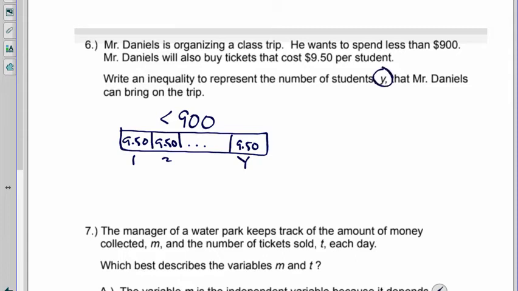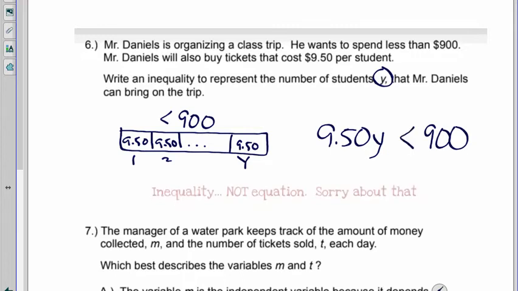All right. Now, if I were to write an equation for this, I know that I have Y groups of 9 and 50 hundredths, is being compared to 900. Now, before, I'd write an equation, it's equal to it. But I don't want it to be equal to it. I want it to be less than it. So there you go. There's your equation. Whatever the Y groups of $9.50 is, it needs to be less than 900. And this is your solution.